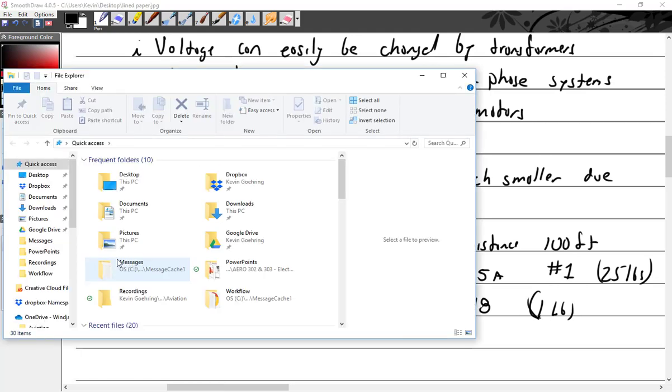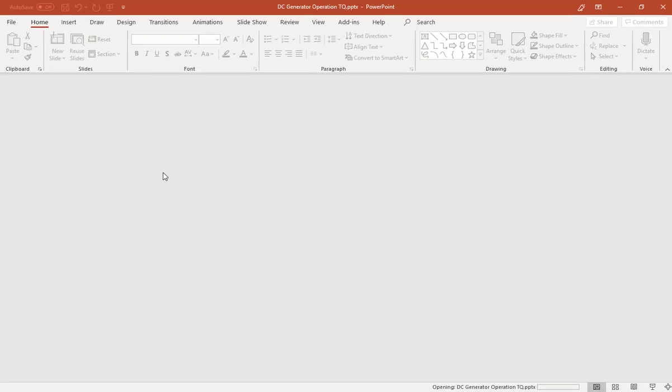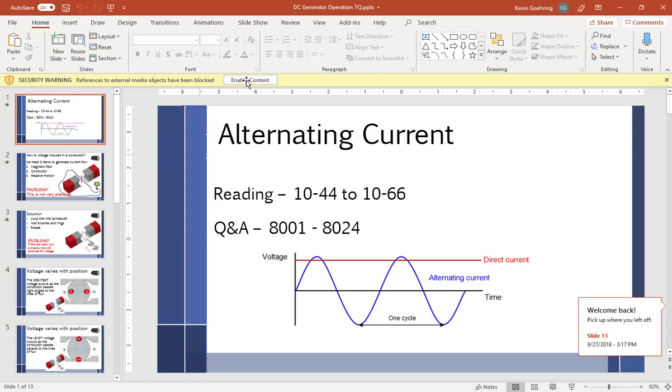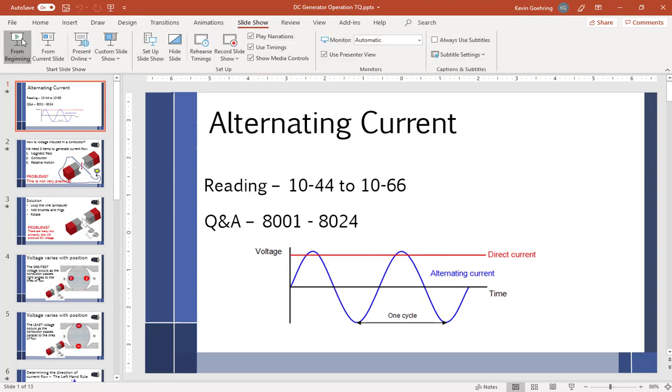All right, see if I can find a PowerPoint here I want to see. We'll go with this one. Hey, we're going to cover this more when we get to generators. When we get to generators, I'm going to pull up the same PowerPoint and go, hey, look at this. Remember this? And you're like, oh yeah, I didn't understand it then. I don't understand it now. So, well, there's content. Who knows what that is? All right, slideshow from beginning.